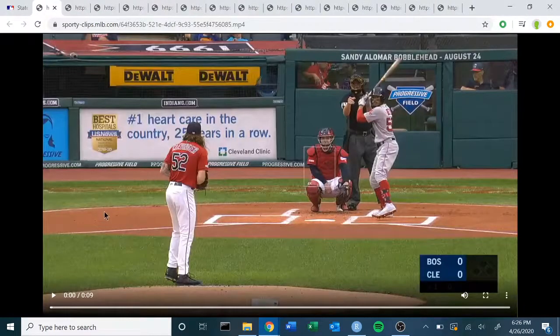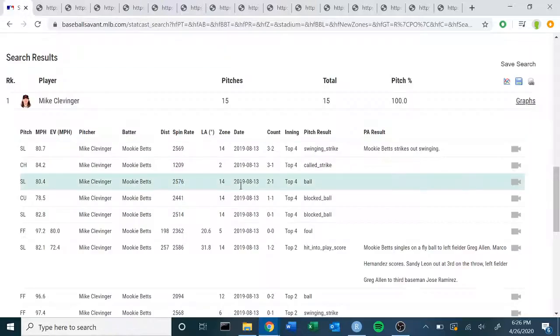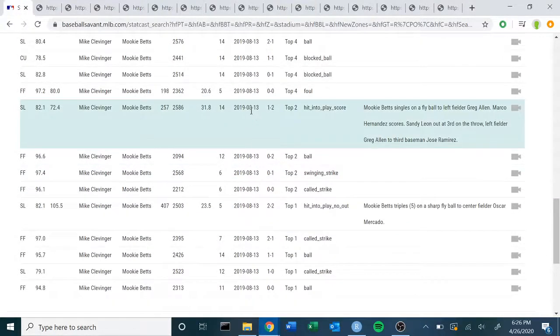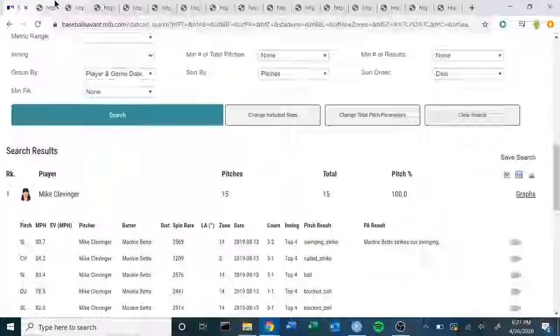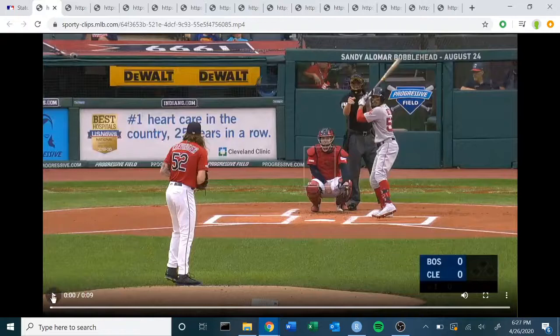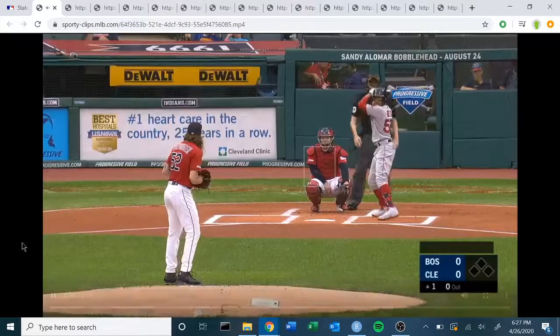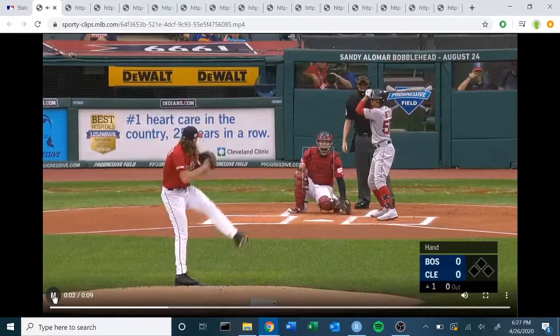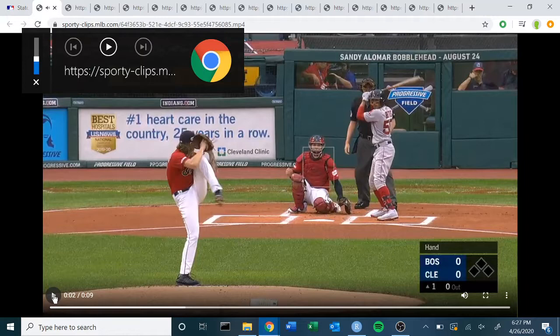Let's dive in. So this game that we're looking at is the 13th of August of 2019. No spoilers. I hope you didn't want to not see what happened, because I accidentally just showed you. But here we go. Here's the first pitch of the game. I'm going to go ahead and turn the volume off here.